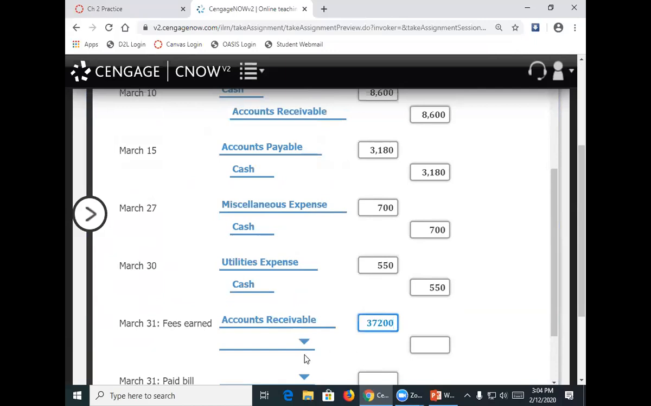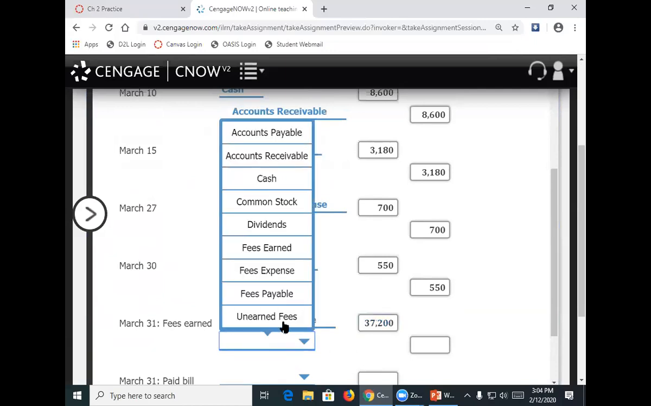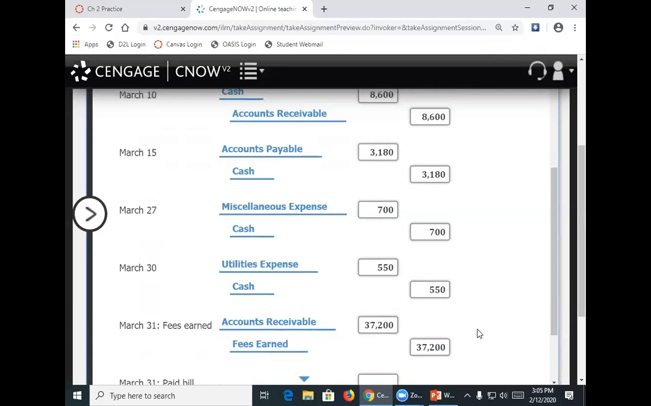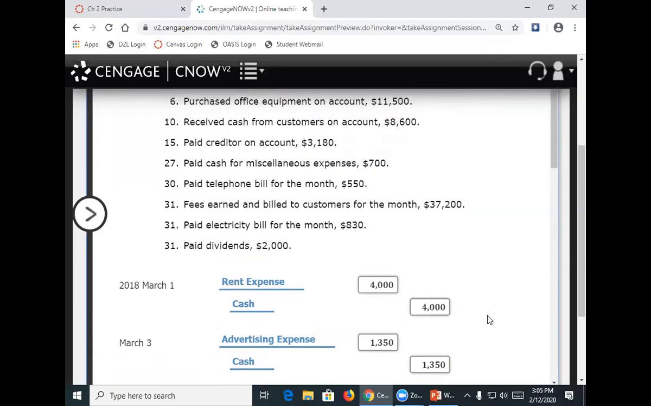37,200. And then, as you said, fees earned, we earned revenue, right? We perform services and we billed them for them. So fees earned is credited, our revenue account. Everyone got that one? All right. I moved ahead when I got it all done. Hey, that's okay.